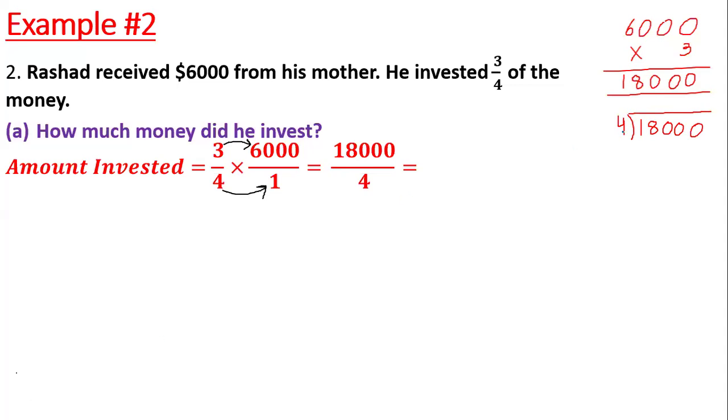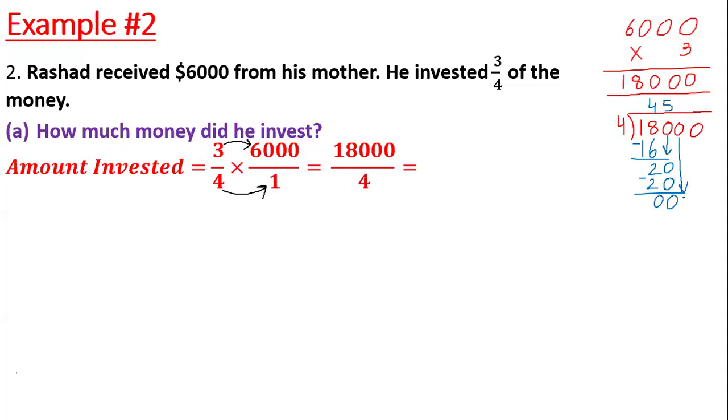Then what? 4 into 18 is what? 4 times 4 is 16. 4,500, very good. So 8 minus 6 is 2. Bring down the 0. How many times does 4 go into 20? 5 times. 4 times 5 is 20, and 20 minus 20 is 0. Excellent. We bring down the 0.